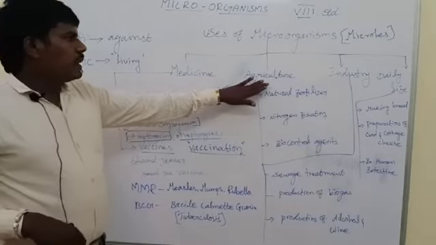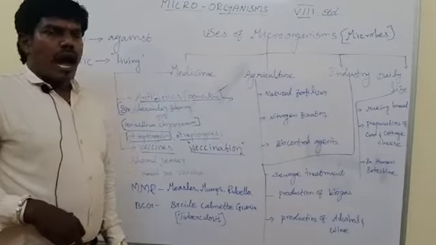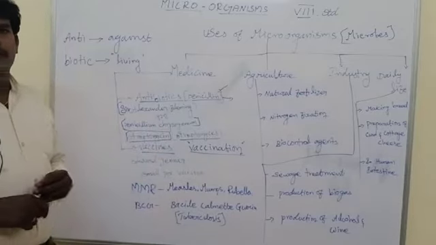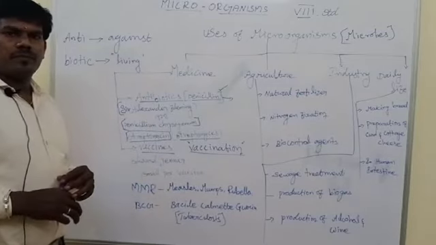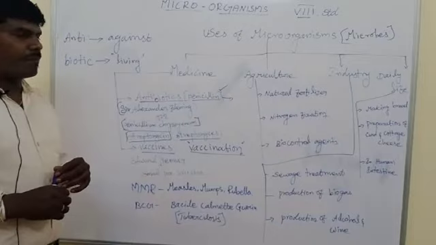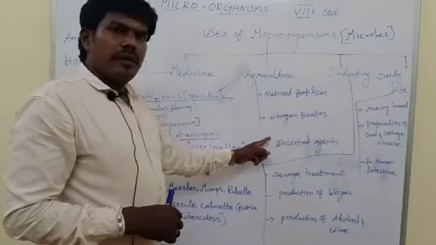And the next one, agriculture. In the agriculture field, microbes are also utilized. What are the ways they are utilized? They are in three divisions.